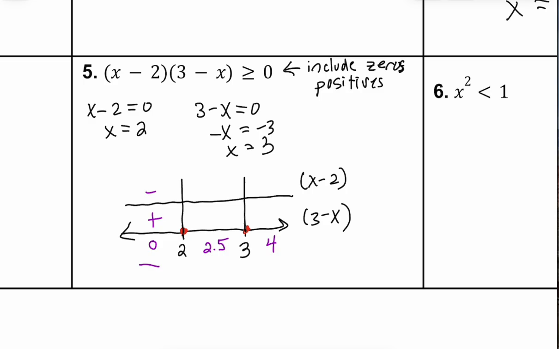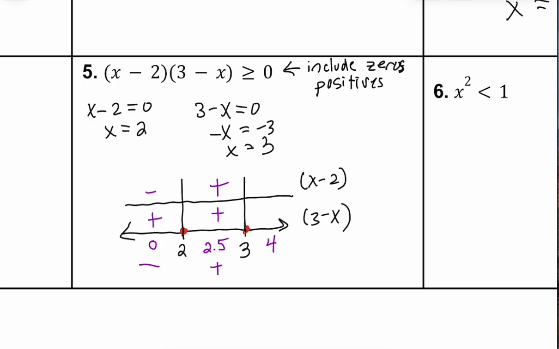Okay, now let's plug in 2.5. If I plug 2.5 into the top, 2.5 minus 2 is a positive. 3 minus 2.5, that bottom one, if I plug it in there, I get a positive. And a positive times a positive is a positive. That part of the graph is above the x-axis.